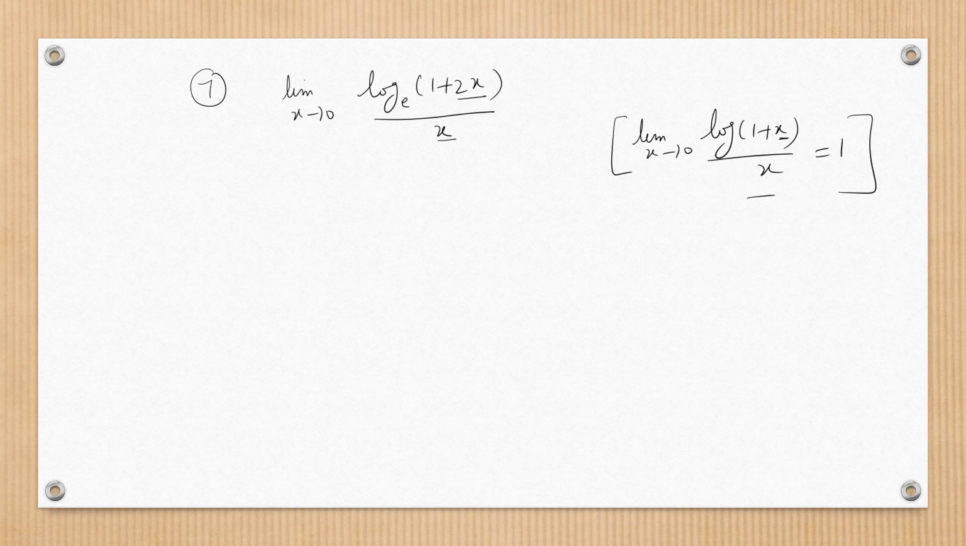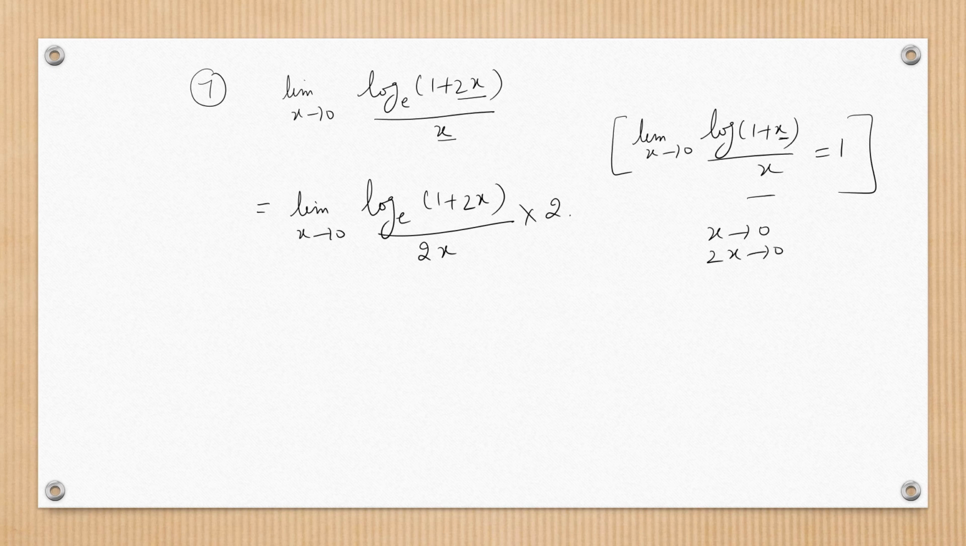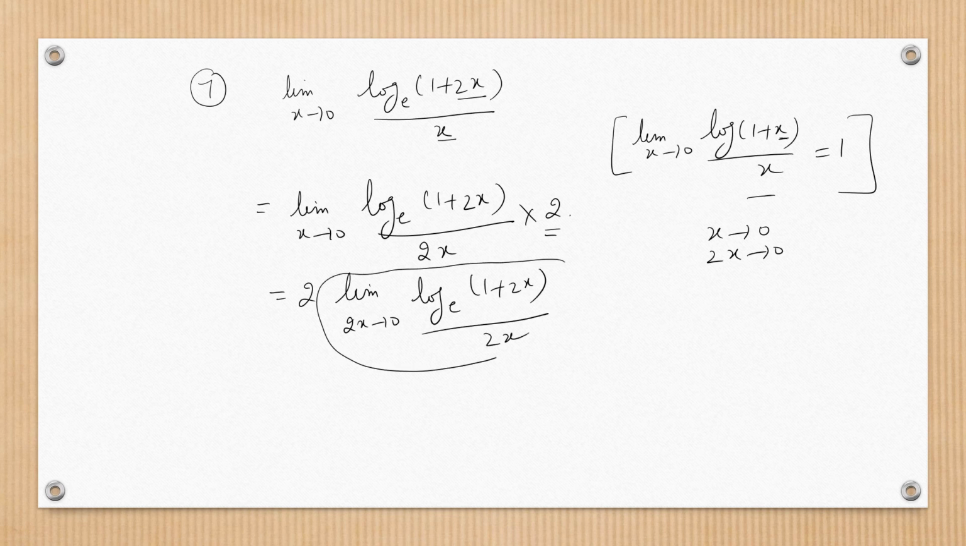Okay, so here it is x, you need x, so here it is 2x, you need 2x here. So what would I need to do? I will multiply and divide by 2. Why? Because x is already there, so just 2. Okay, so as x approaches to 0, shall I say 2x approaches to 0? Yes, so the constant 2 can be taken outside, and it is limit 2x approaches to 0 log to the base e 1 plus 2x upon 2x. Okay, that is 1 by this formula. So it is 2 into 1, that is 2.